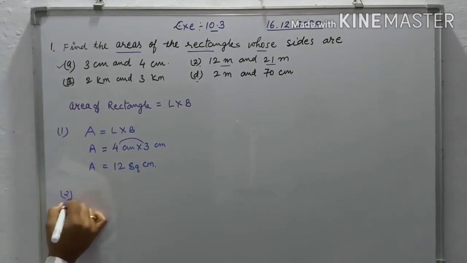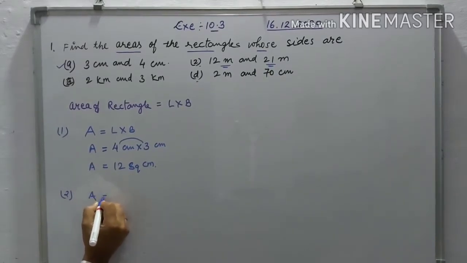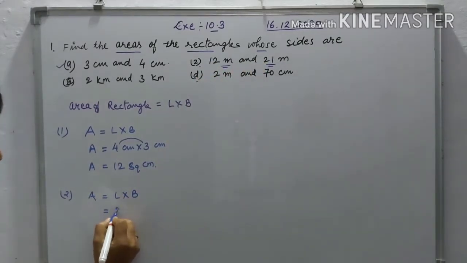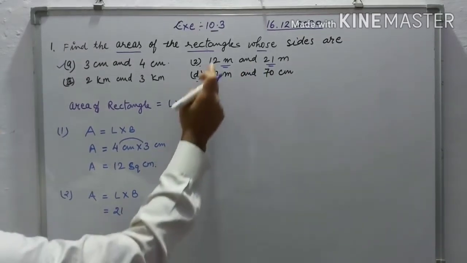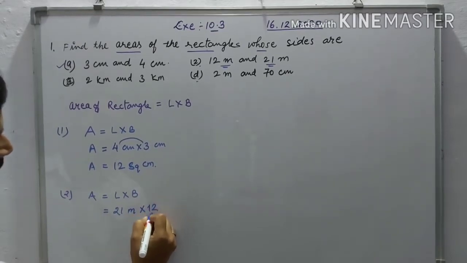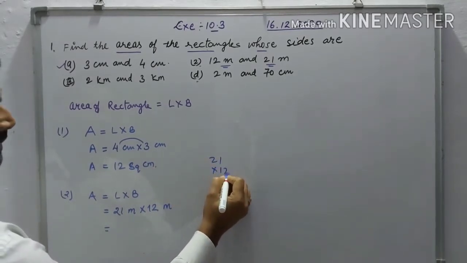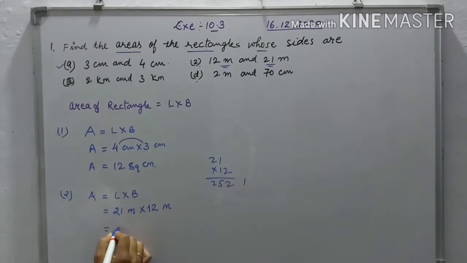Now second is 12 meter and 21 meter. So we write the area is equal to length into breadth. 21 meter will be the length because 21 is greater than 12. So 21 meter into 12 meter. Now multiply 21 into 12. 12 1s are 12, 1 carry, 12 2s are 24, that is 25. So the answer is 252 square, and the unit is meter, the square meter.